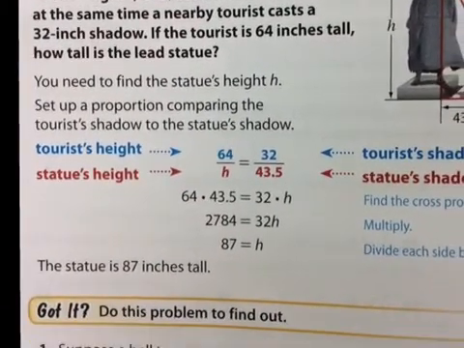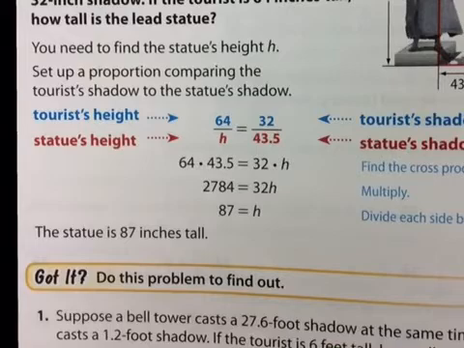Now, the math is exactly as we've been doing before. We need to identify the ratios. So we know that on one side it's 64, while on the other side it's 32. And one shadow is 43.5. Well, here's the height that we don't know. So we have to figure out that h.